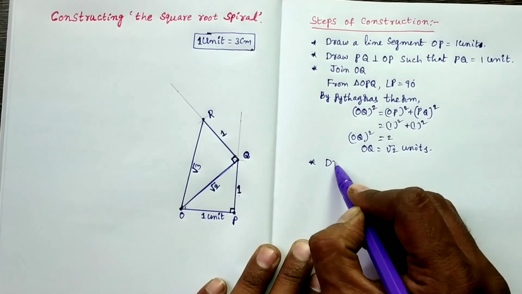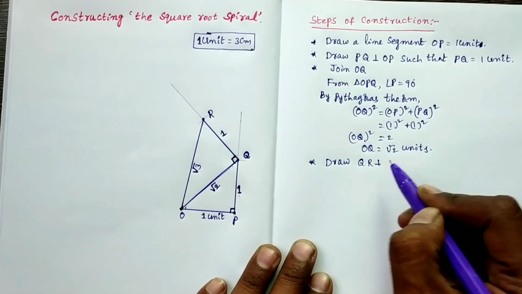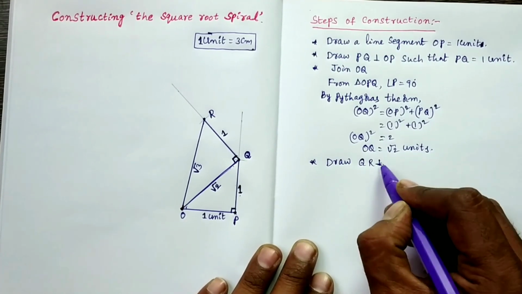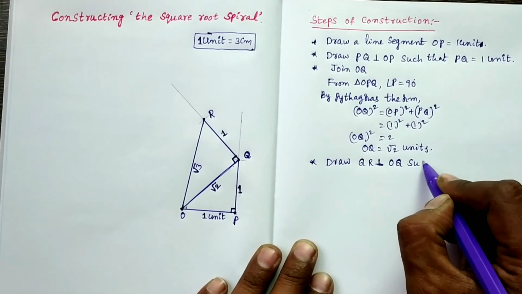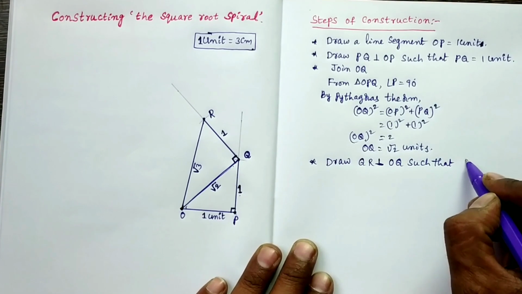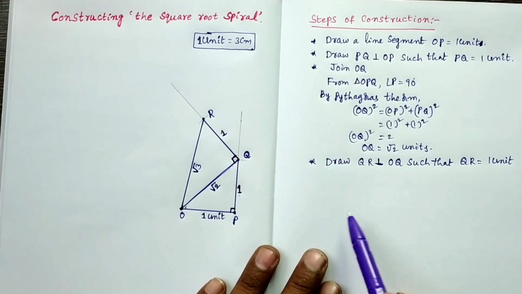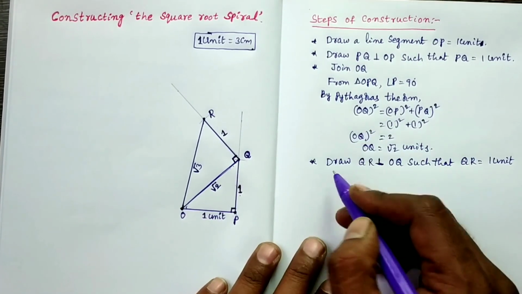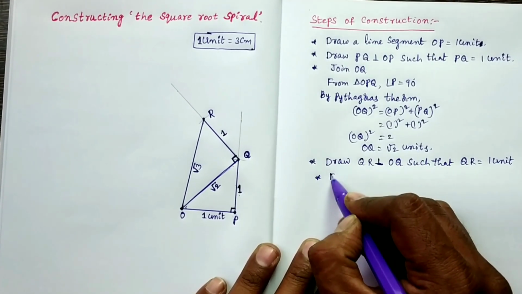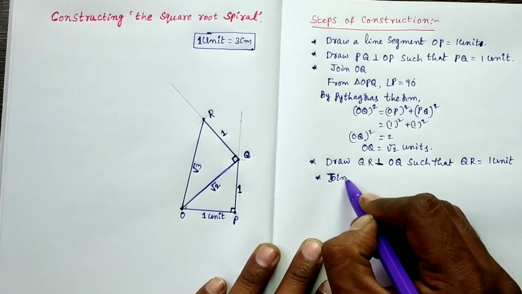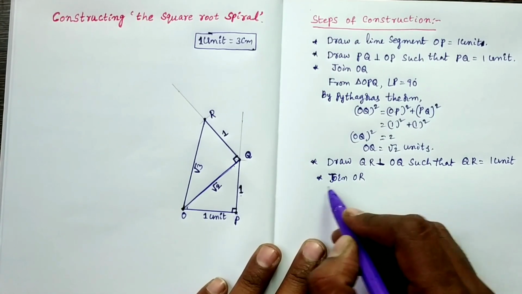Draw QR perpendicular to OQ such that QR is equal to 1 unit. Now from triangle OQR, next join OR.